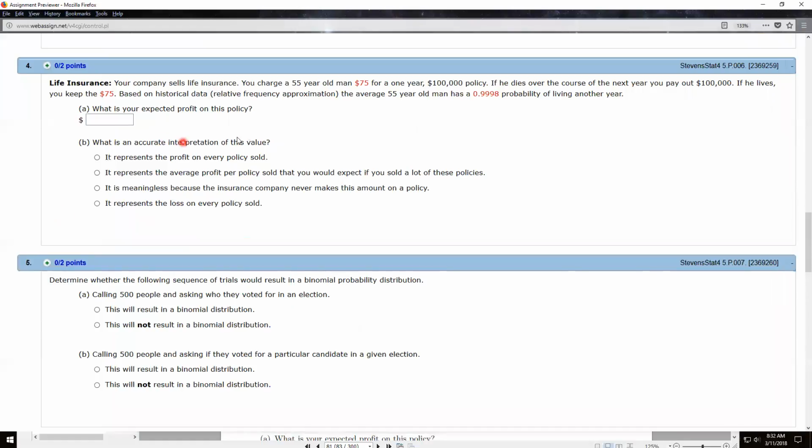And then, I guess people have posted about this in the forum, what this means. Remember, expected value is just the long run average, what they can expect if you do it many, many, many times. Okay.